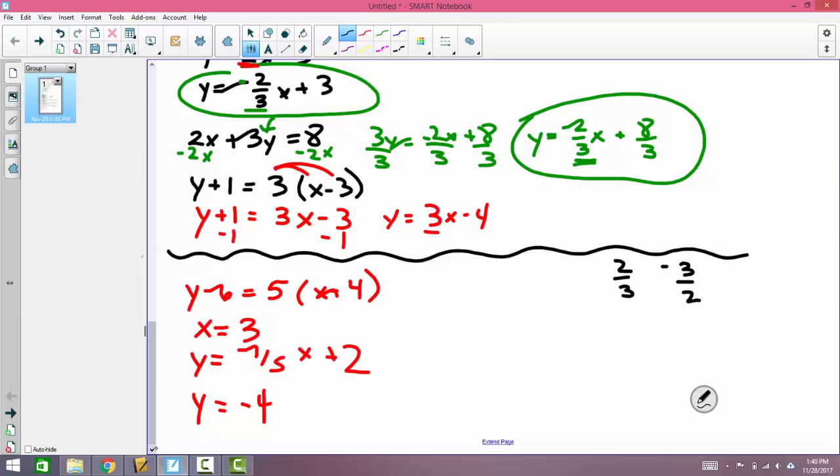If you were to graph those two lines, the positive one would be nice and flat going this way, the negative one's a little steeper. They are hitting at a 90-degree angle. They have one intersection point.